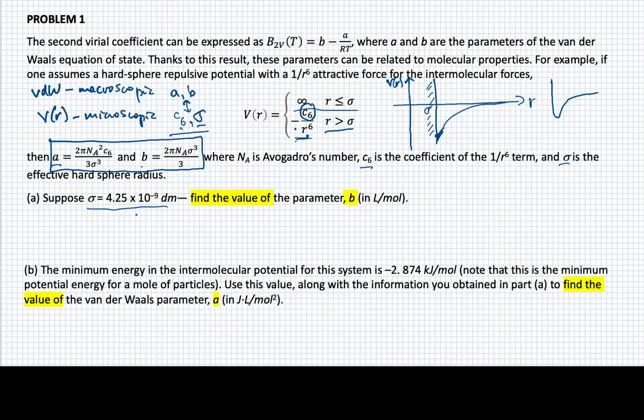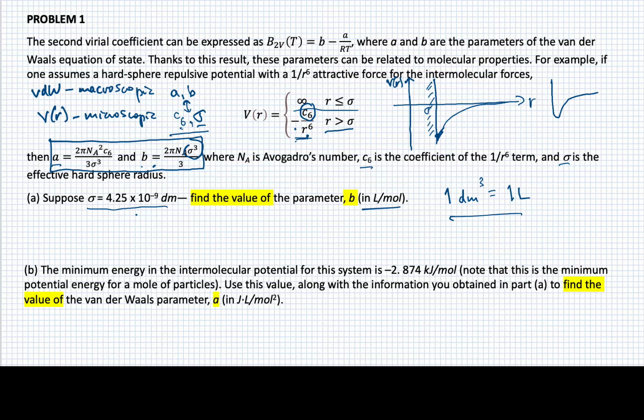And what we want to do is find its value from the parameter b. Well, b is written in terms of that parameter, so it's a relatively straightforward matter. I do want to make a note, though. Be sure that you realize that 1 decimeter cubed is equal to 1 liter. Okay? And you'll need to make that conversion as you go through this, because you're going to need to report b in liters per mole. All right, so this should be fairly straightforward. You should be able to get a reasonable value for b based on the hard sphere radius.